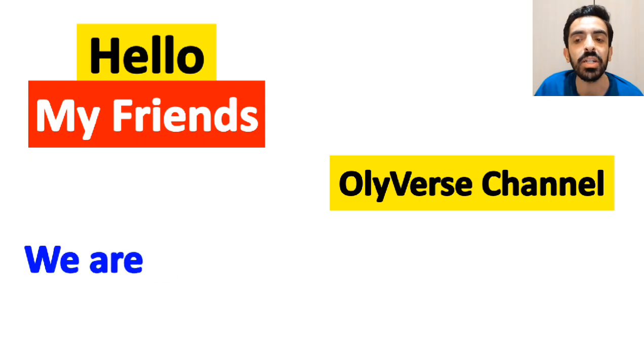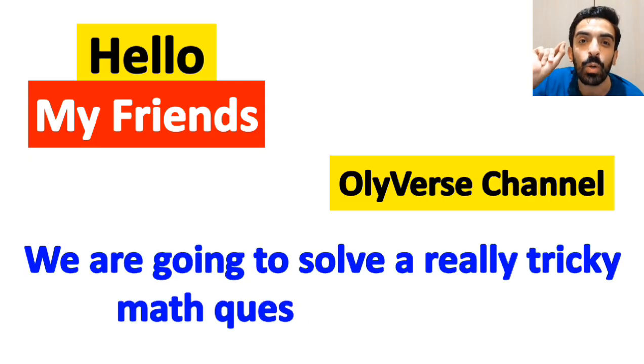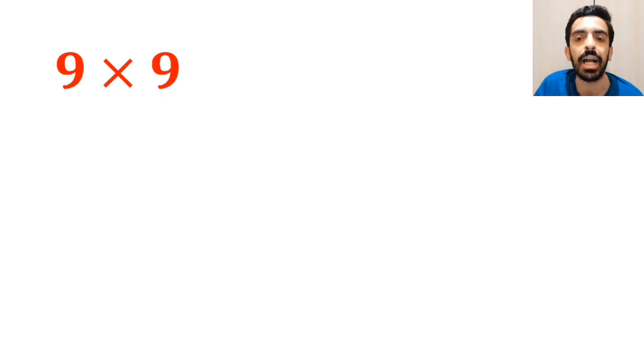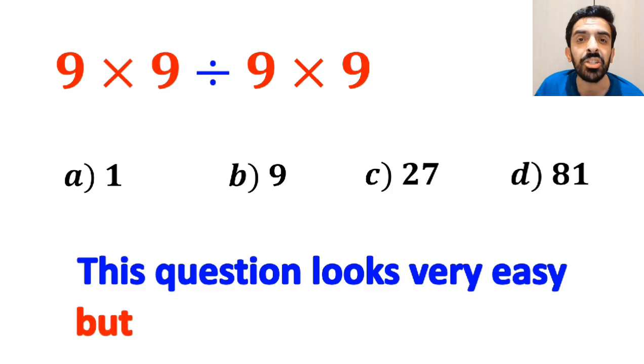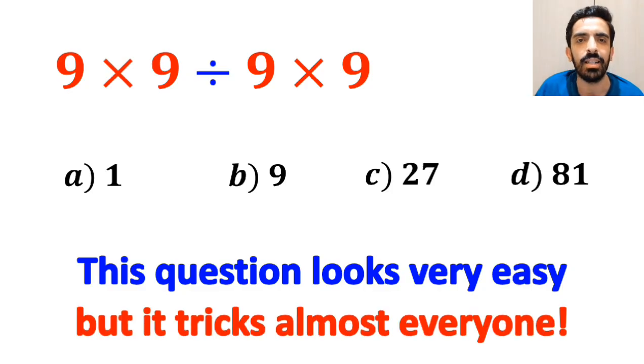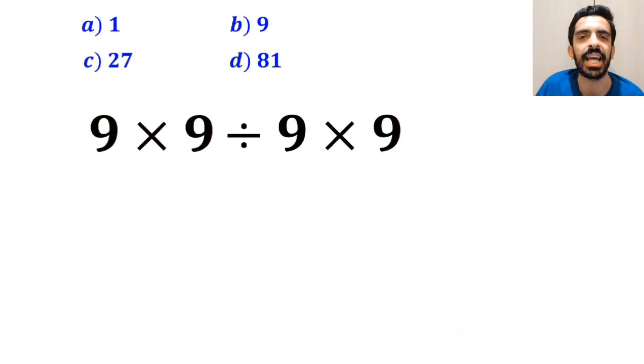In this video we are going to solve a really tricky math question together. What do you think is the value of the expression 9 multiplied by 9 then divided by 9 multiplied by 9? Which option do you think is the correct answer to this question? This question looks very easy, but it tricks almost everyone. Let's break it down and solve it together.